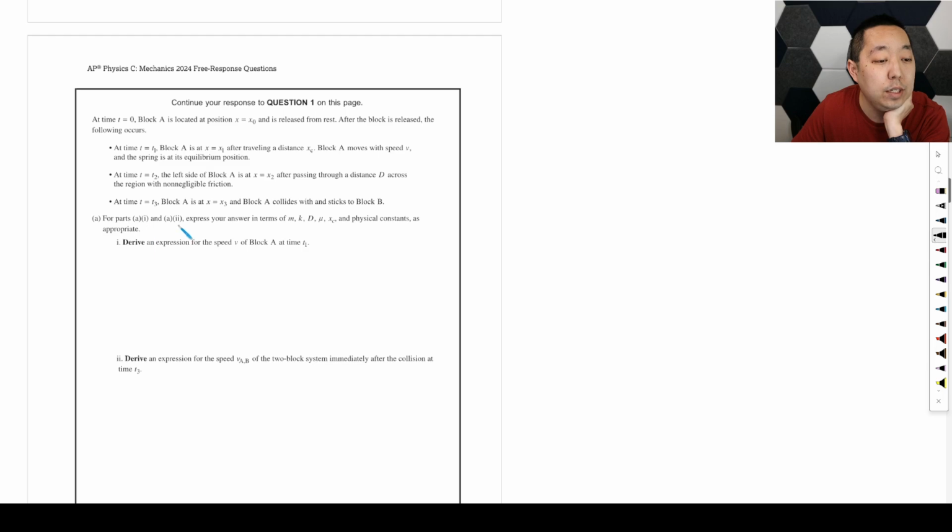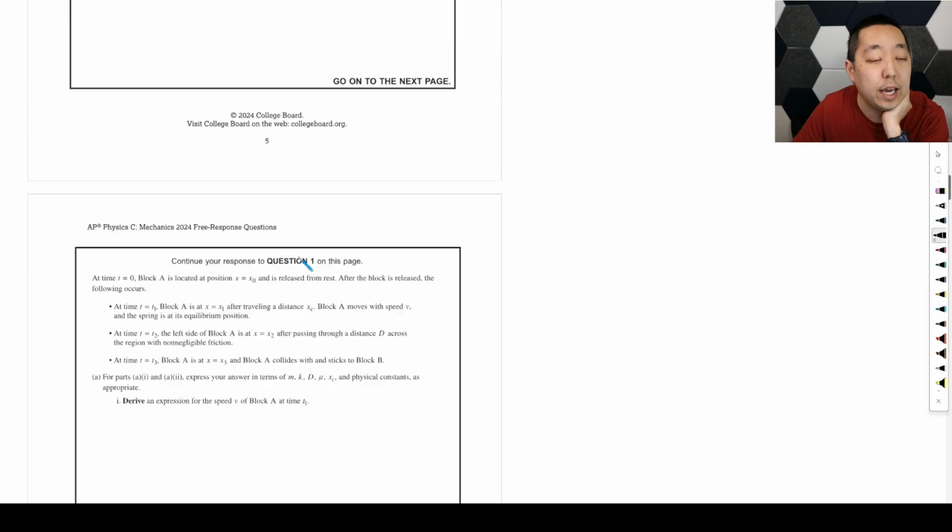For parts A1 to A2, express your answer in terms of M, K, D, mu, Xc, and physical constants. Derive an expression for the speed V of block A at time T1.